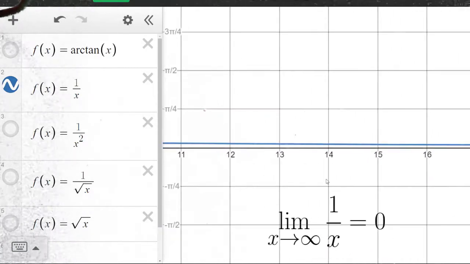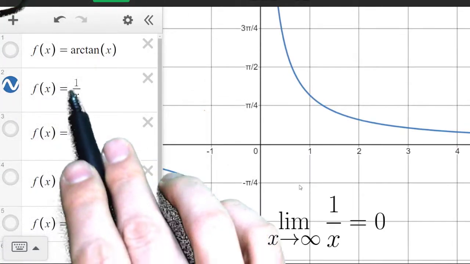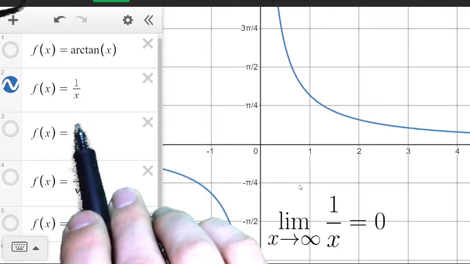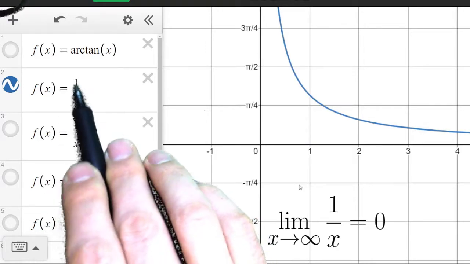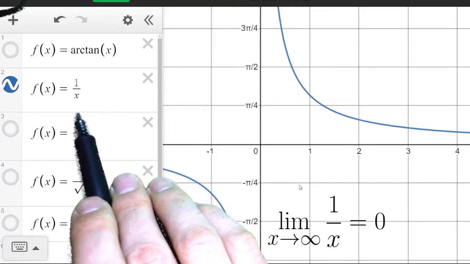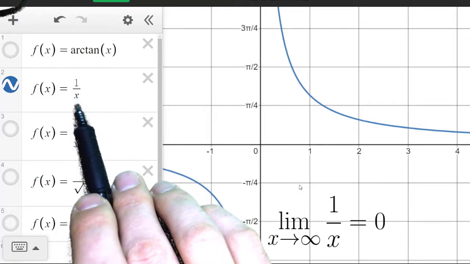And that should make intuitive sense, because I'm dividing by x. So if I let x get very big, 1 over x is going to get very small. When x is 10, I have 1/10. When x is 100, I have 1/100th. When x is 1,000, I have 1/1,000th. When x is 1,000,000, I have 1/1,000,000th.